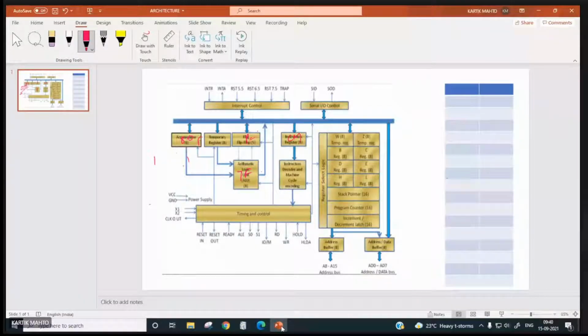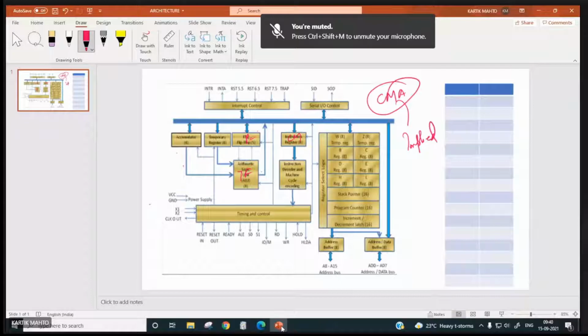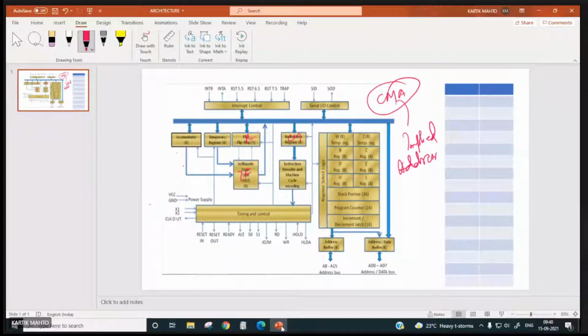And CMA is an example of implied addressing. Implied addressing means where exactly the data is mentioned. CMA is valid for the accumulator only, so data will always be in the accumulator. So it is implied that data will always be in the accumulator.